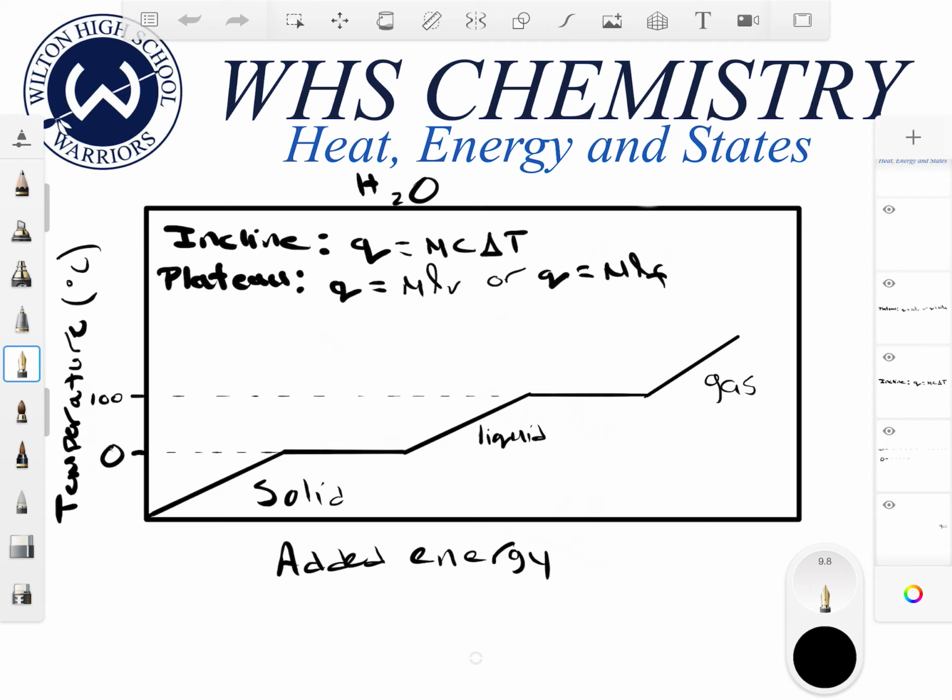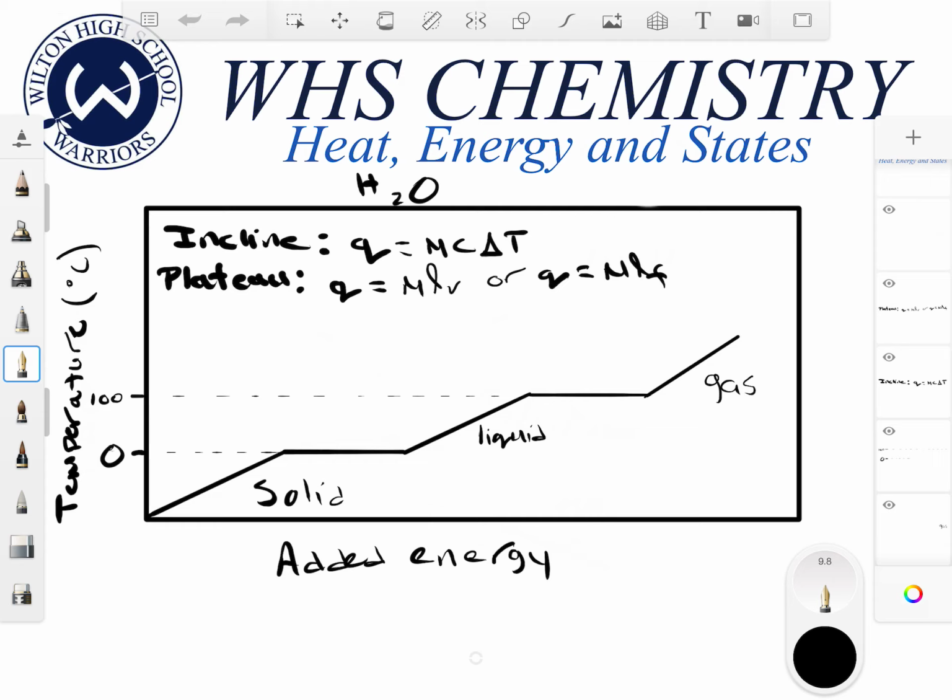You'll be using Q equals mLF on this first plateau because this is called the point of fusion. The second plateau is when you'll be using Q equals mLV, which is the point of vaporization. A good way I remember it is for the second plateau, liquid water vaporizes to gas, and the first plateau is just fusion, so it is either from solid to liquid or liquid to solid.